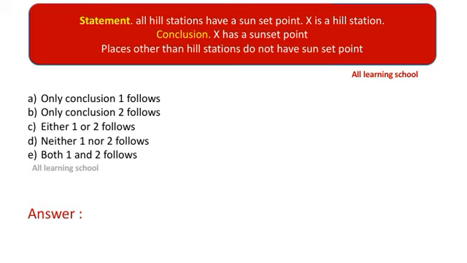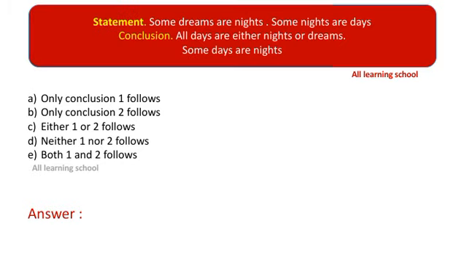Now question number 15. Some dreams are nights, some nights are days. First statement is positive, second statement is positive, so the conclusion could be positive. Look at the first conclusion: all days are either nights or dreams. The first is positive, the second is also positive. So according to the first rule, both conclusions are correct.